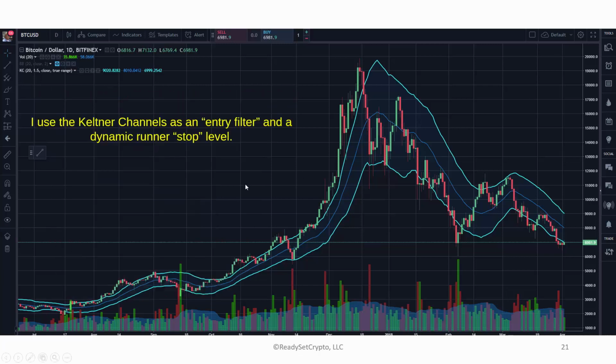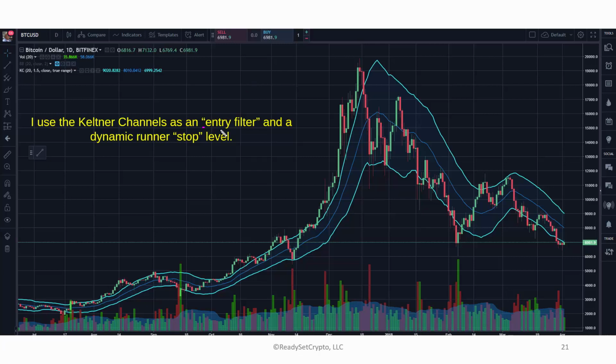Now, the Keltner channels are a little bit different. Depending on how we want to set these things up, you'll notice that the price spends more of its time outside of the envelope than it did with the Bollinger Bands. It's very common to see price running outside of the Keltner channels for quite some distance. So as a result, we don't care that much about the price being outside of the Keltner channels as we did the Bollinger Bands.